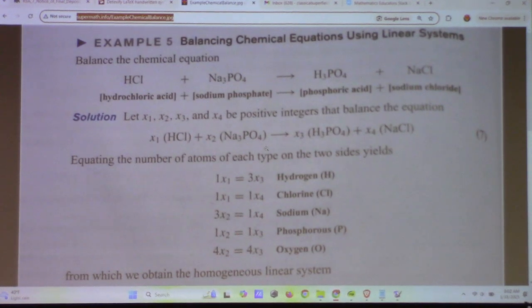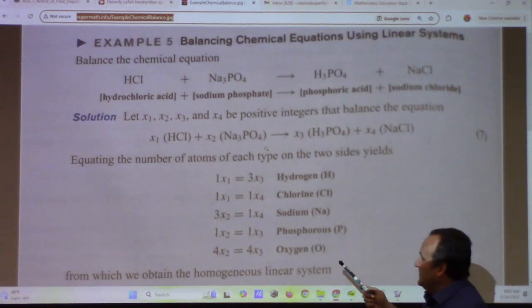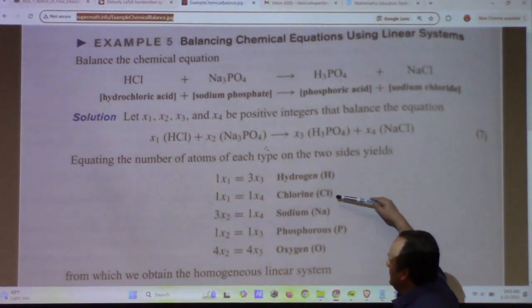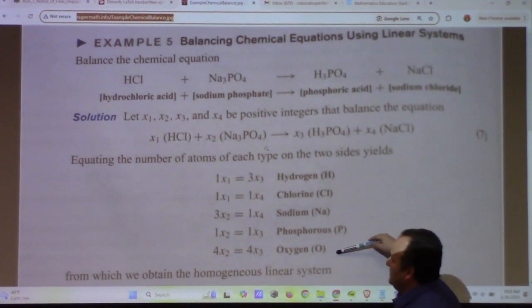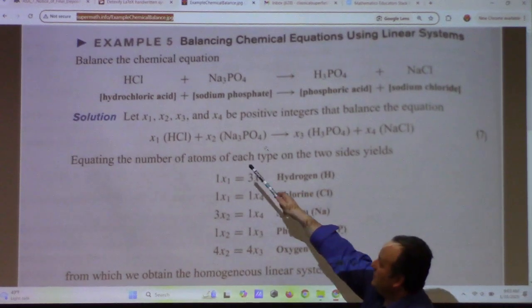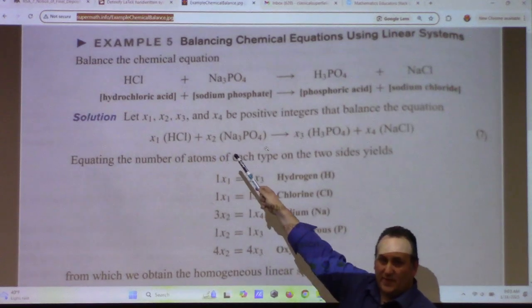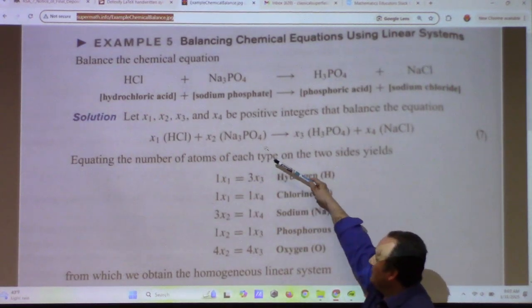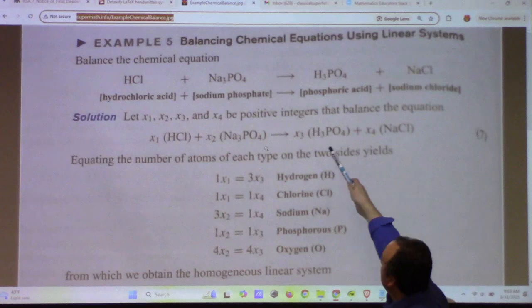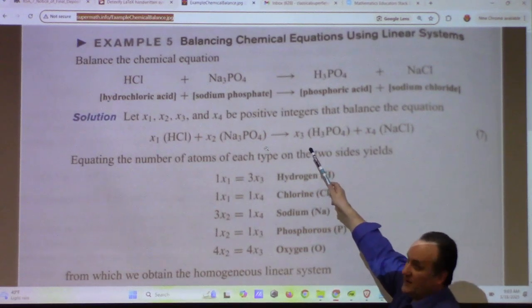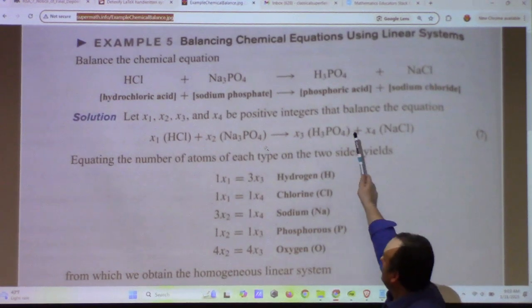So the kinds of elements coming in and out are the same. If you keep track of all the different elements involved, hydrogen, chlorine, sodium, phosphorus, and oxygen, you see that each one of these molecules, which is made from putting together different elements, corresponds to a particular vector in this x1, x2, x3, x4 space.